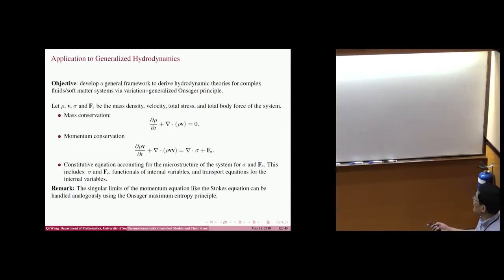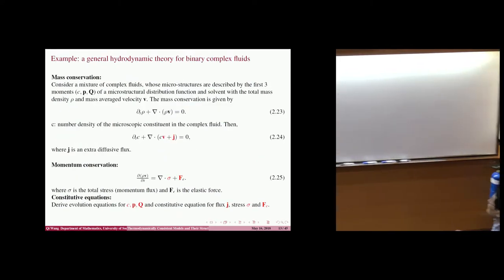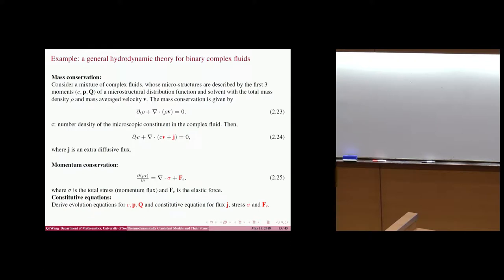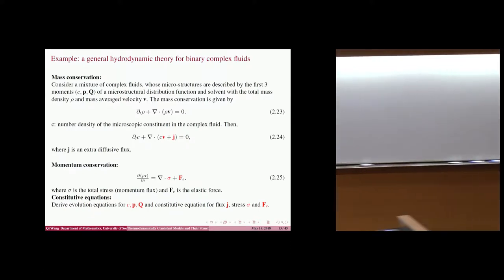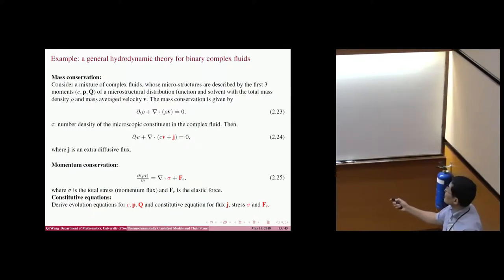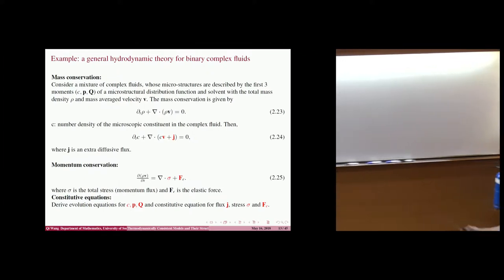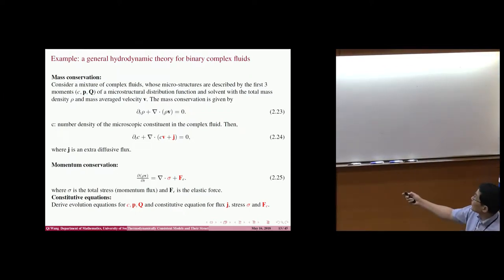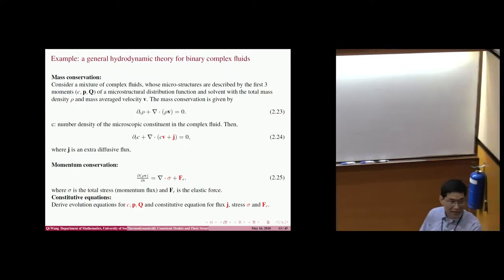Okay. So let me do one simple example. For example, for binary systems, a binary fluid, you have two different fluids, you mix them together, right? And then we have this total mass conservation for the total mass. And then we can identify one component. For example, we have oil and water. The density of that oil is denoted by C, okay? And then the density of water will be obtained by the difference between rho and C.